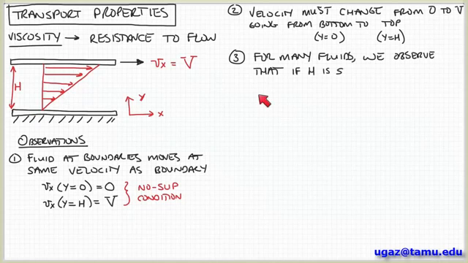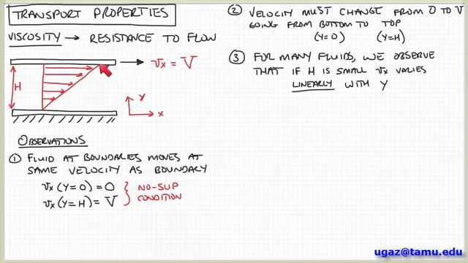Another observation we can make is that for many fluids, if this gap h is small, then this variation in velocity can be approximated as a linear variation. In other words, the velocity increases linearly as we go up in y from the bottom to the top plate.